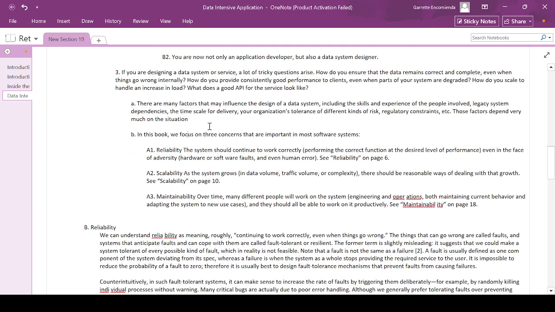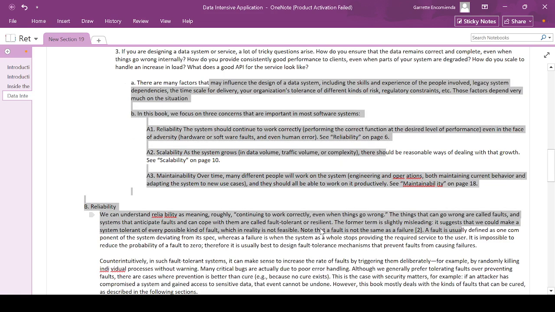There are many factors that may influence the design of a data system, including the skills and experience of the people involved, legacy system dependencies, the time scale for delivery, your organization's tolerance of different kinds of risk, regulatory constraints, etc. Those factors depend very much on the situation. In this book, we focus on three concerns that are important in most software systems.